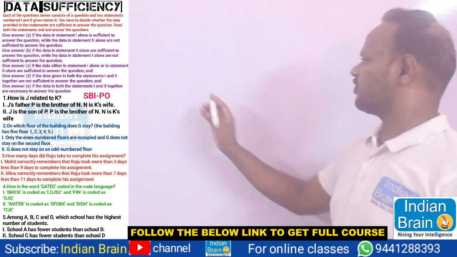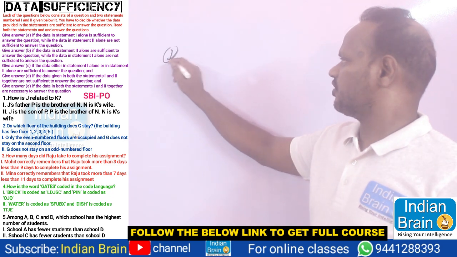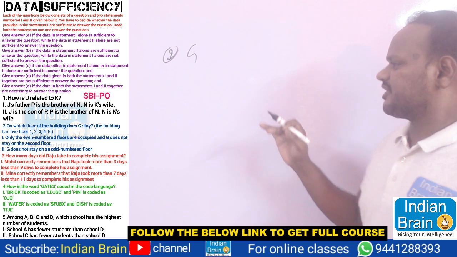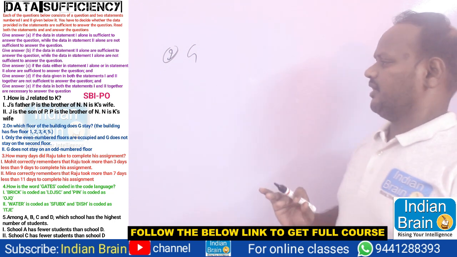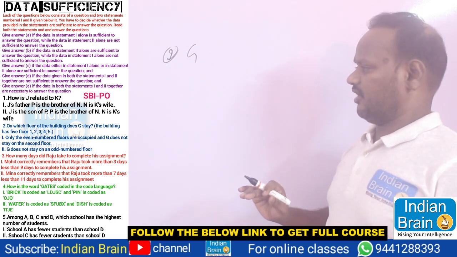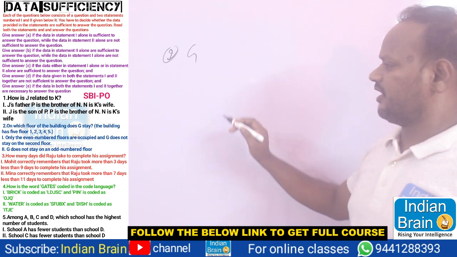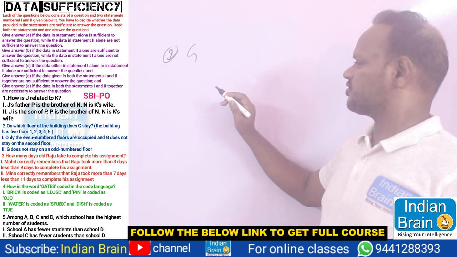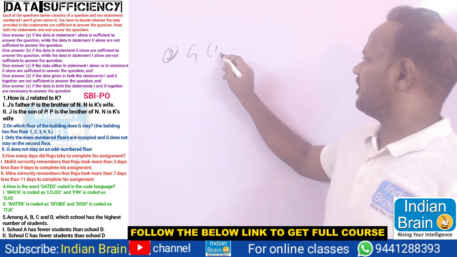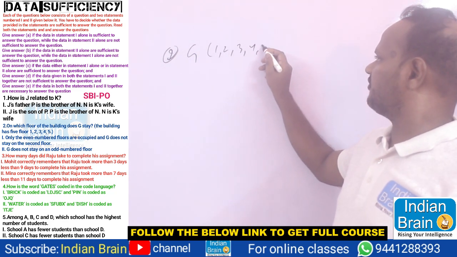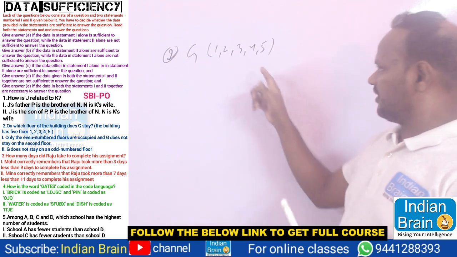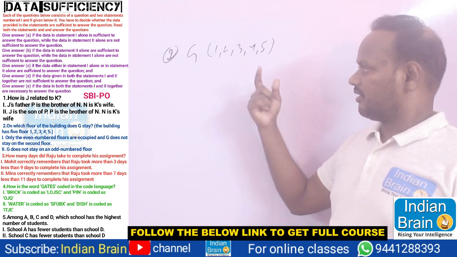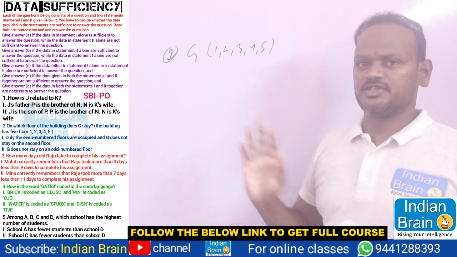The question is, which floor does G stay on? We need to know the exact position of G, right? In which floor of the building does G stay? Logically, how many floors does the building have? Five floors, right? 1, 2, 3, 4, 5 floors are there. In this particular building, I need to know the exact floor of G. That is the question here, right?